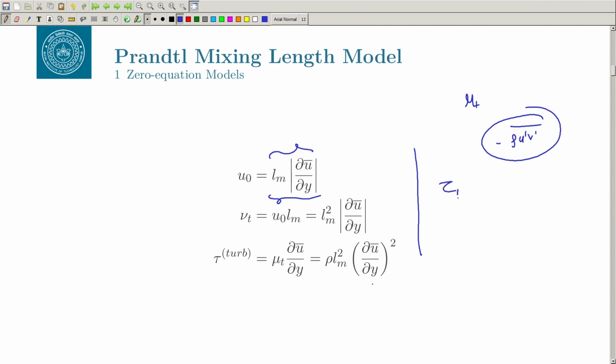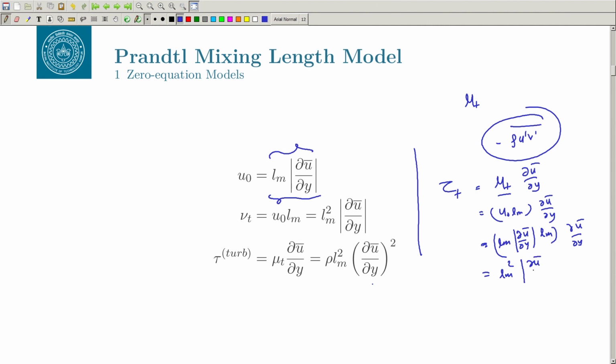So your turbulent stress, or the Reynolds stress, will be basically mu t del u bar by del y, and mu t is further u0 L m, and u0 is nothing but L m del u bar by del y in absolute value, multiplied by L m, multiplied by del u bar by del y. Finally, this becomes equal to L m square del u bar by del y multiplied by del u bar by del y.